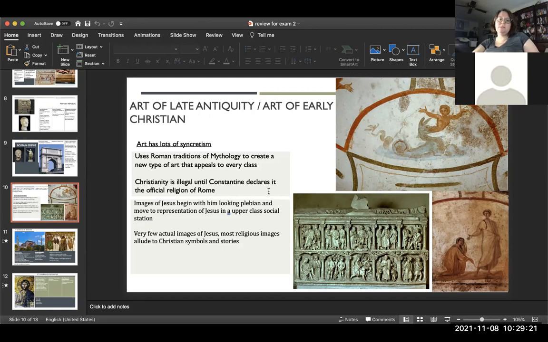Christianity is illegal until Constantine declares it legal and as the official religion of Rome. But remember, images of Jesus on the cross were very rare and were illegal. We studied one, and we studied one because it was so rare.